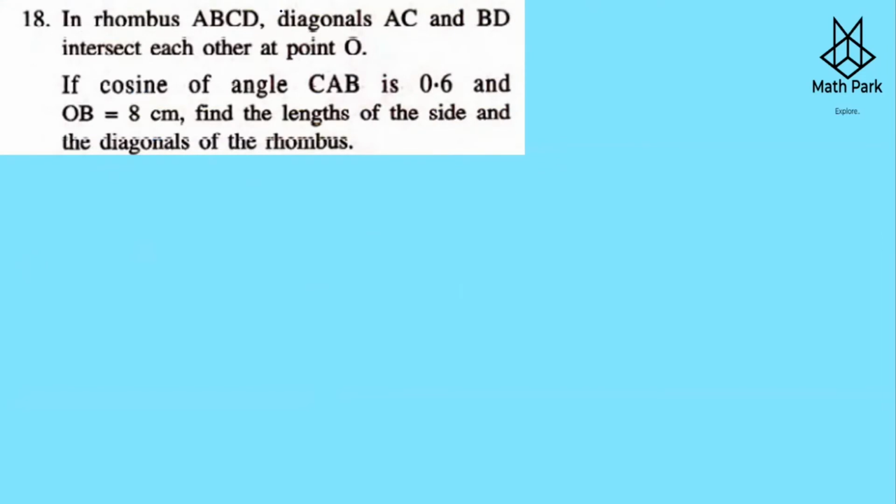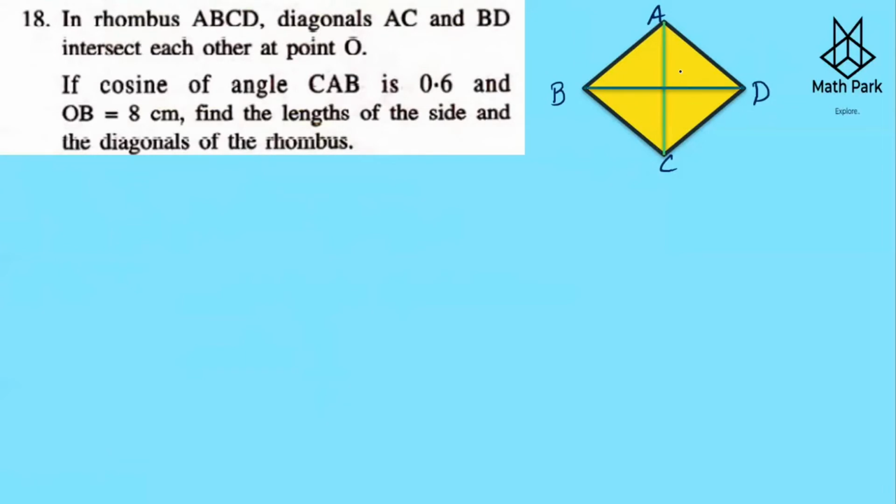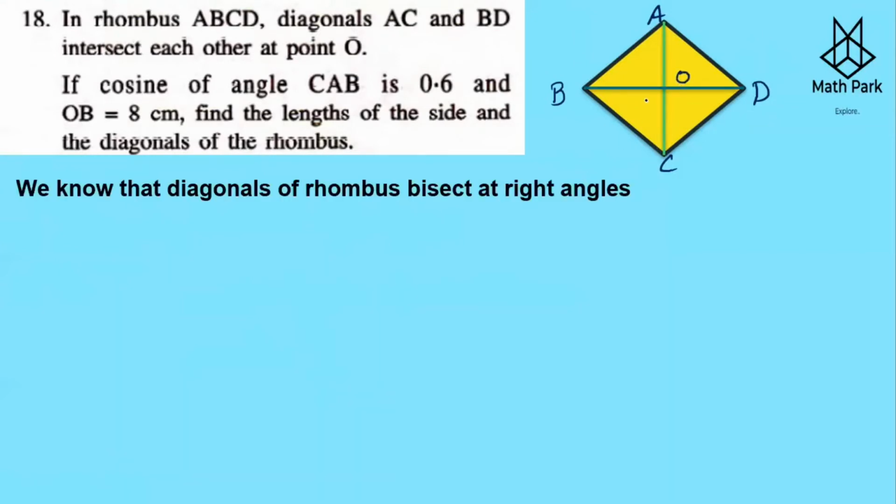In rhombus ABCD, so you are given a rhombus ABCD. So let us draw a rhombus ABCD. In rhombus ABCD, the diagonals intersect each other at point O. So AC and BD intersect at point O. And we know that the diagonals of a rhombus bisect at right angles. So you get 4 congruent right angles over here.